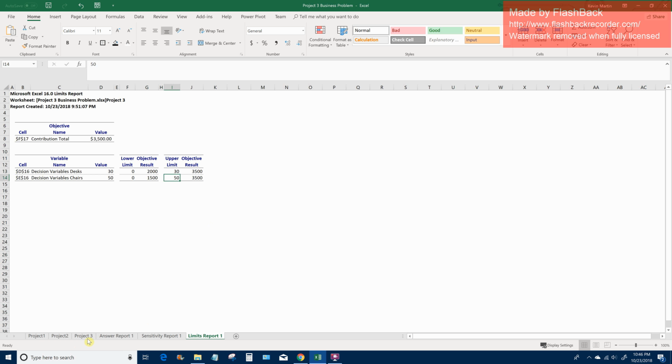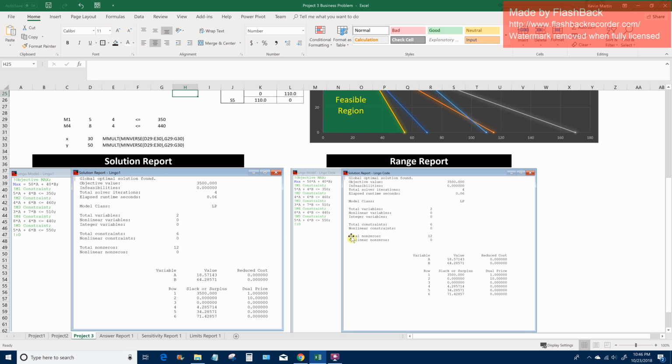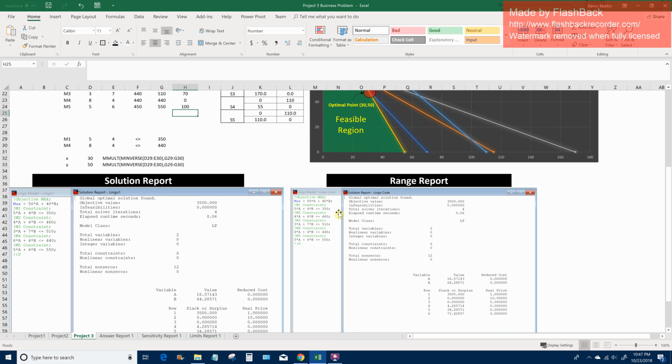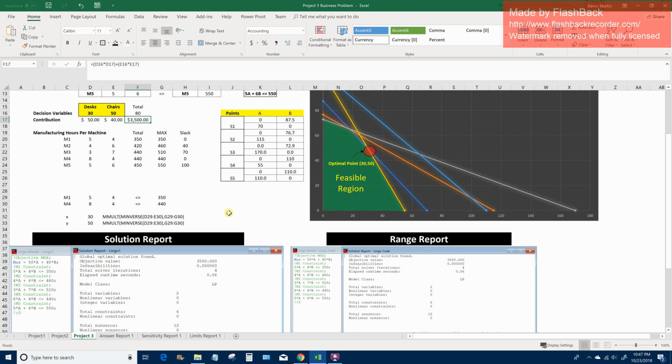So something interesting did happen though. If we go back to project 3, we can see that we got a different value for our decision variables. And I'm really hoping you guys can help us figure that out because I sure can't, and I don't know why. We put in the exact same information here, all of our constraints, our same formula for max. And we even got the same max contribution of $3,500. So I just can't figure that out.